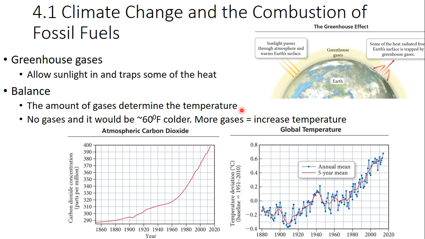So without gases, it's calculated that on average we'd be roughly 60 degrees Fahrenheit colder, and more gases means an increase in temperature. And here I have two graphs where from 1860 to now you can see the amount of carbon dioxide in the atmosphere has grown substantially. And if you look at the average temperature, you can see that we have risen almost a whole degree centigrade from around 1950.